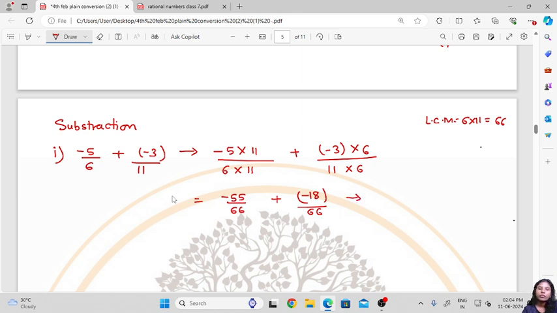So now here we'll have minus 55. Now plus into minus is minus, so here we'll get minus 18, and the denominator is 66. Now again minus into minus is plus, so here we are going to add. So 55 plus 18 is going to be minus 73. Minus because 55 being the greater number has a negative sign. So that negative sign comes to 73 and we'll have 66 in the denominator.